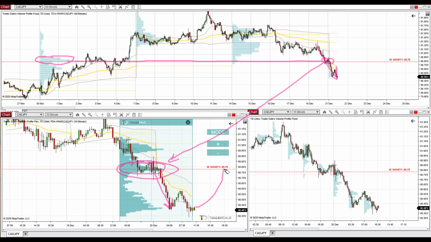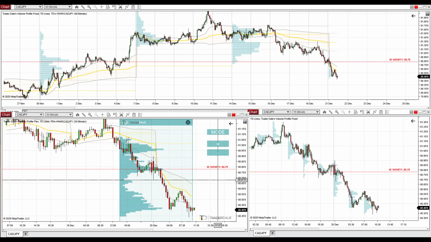And when there's a pullback to this level again, to the place where the volumes were the heaviest, which is at 80.78, then I think that those sellers will become active and they'll want to push the price downwards from this resistance again. Alright, they wouldn't want the price to go past the level. So that's the resistance on the Canadian dollar Japanese yen at 80.78.